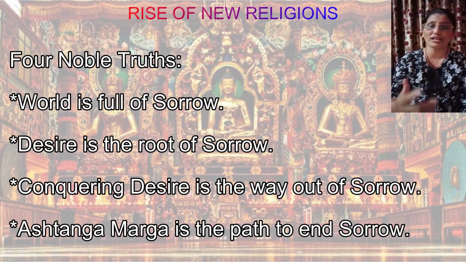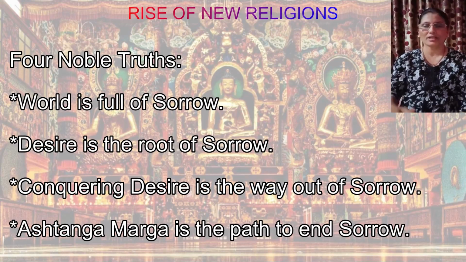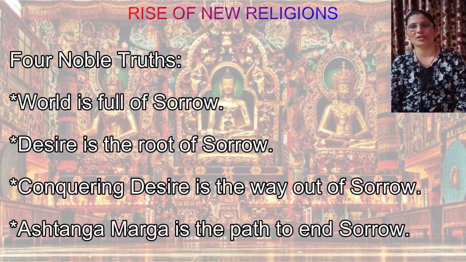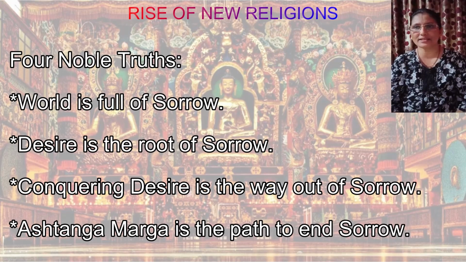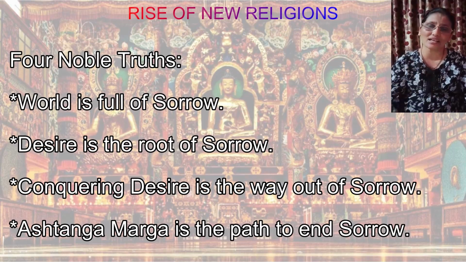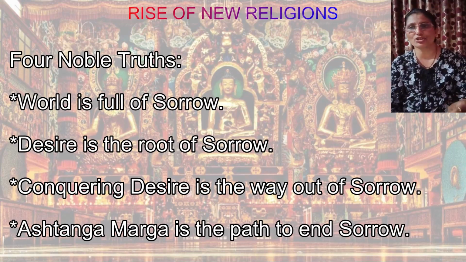One is the world is full of sorrow. Next he said, desire is the root of sorrow. Conquering desire is the way out of sorrow. He said, Ashtanga Marga is the path to end sorrow. Already we have learned about his teachings, isn't it?